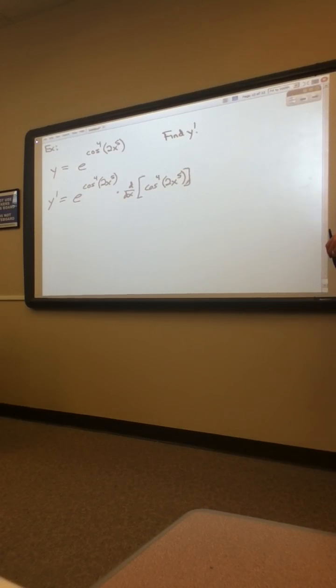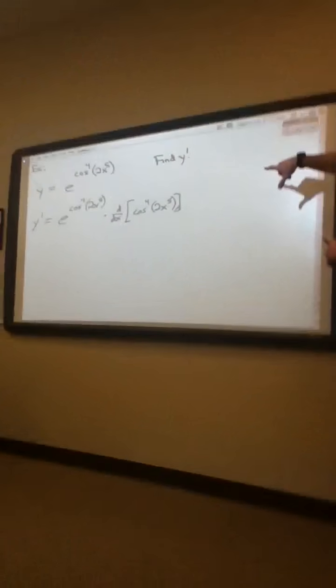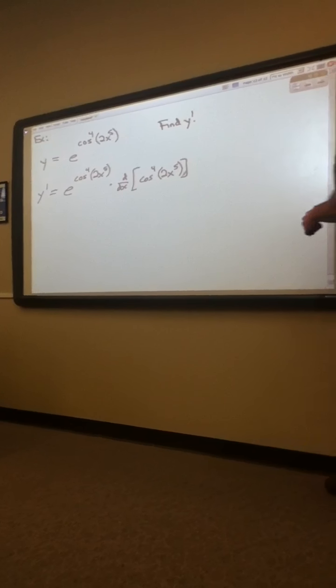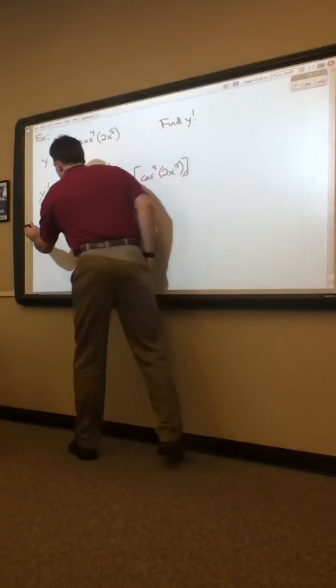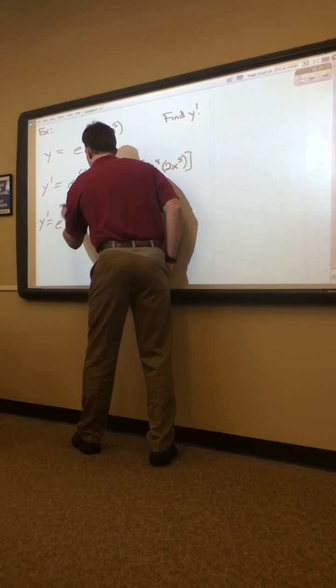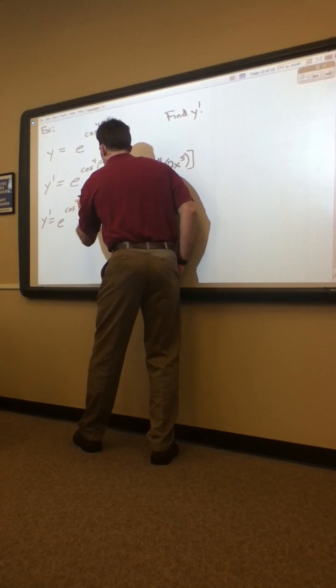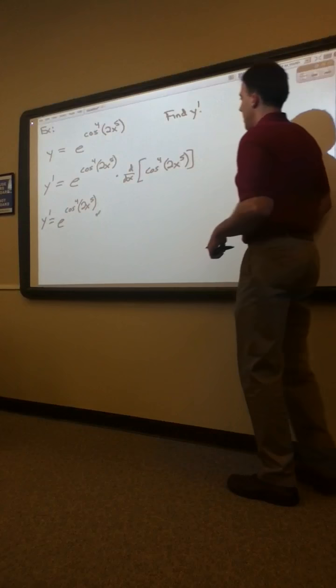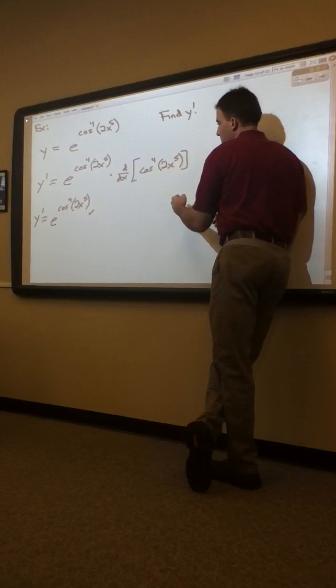So, you buy the first step? Yeah. Okay. So there's the first move. So for the second move, copy down the e to the power portion of it. That's just going to be part of our answer. So how would we go about taking the derivative of this thing here?